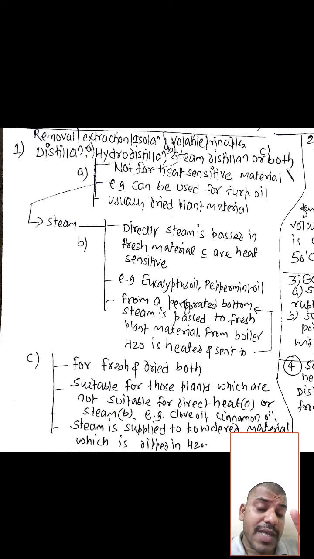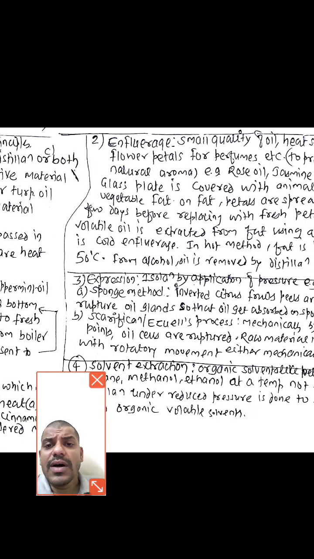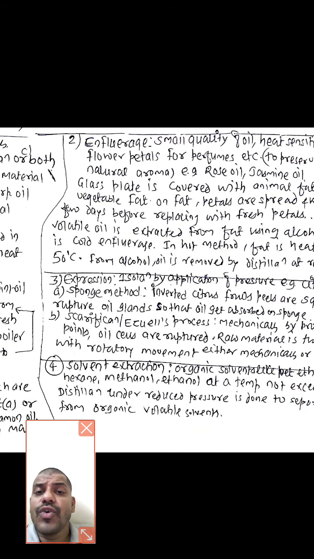So in first category, that is in distillation, we may use dried material, but in steam distillation we have to use always fresh material. Now there is third category, that is C, that is hydrodistillation, in which water distillation and steam distillation both are used. So it is suitable for those plants which are not suitable for direct heat or steam. For example, clove oil, cinnamon oil, steam is supplied to powdered material which is dipped into the water. It is the difference.